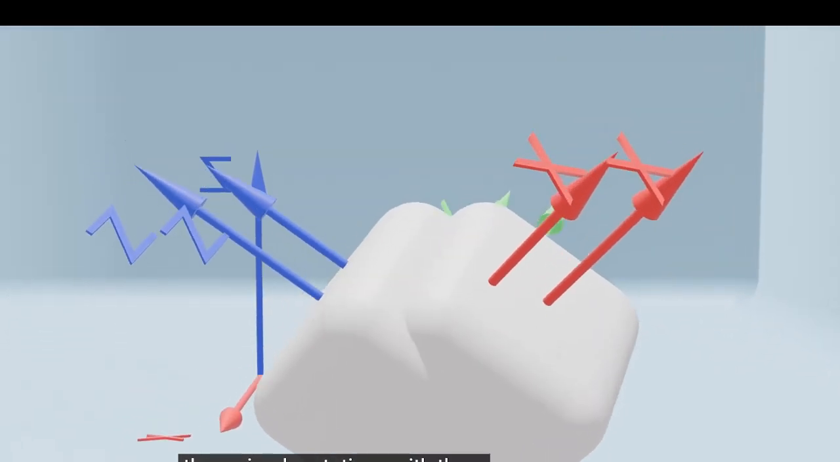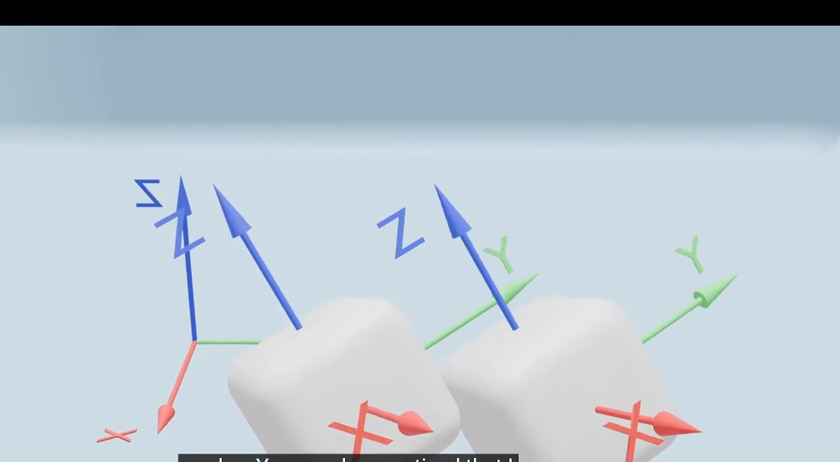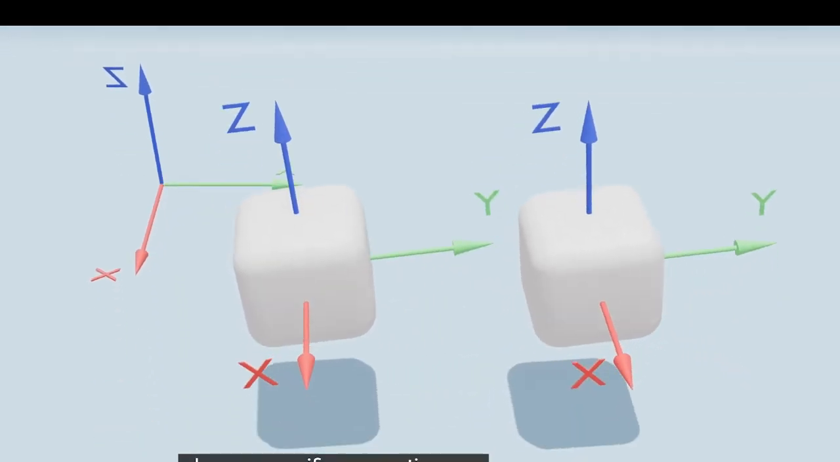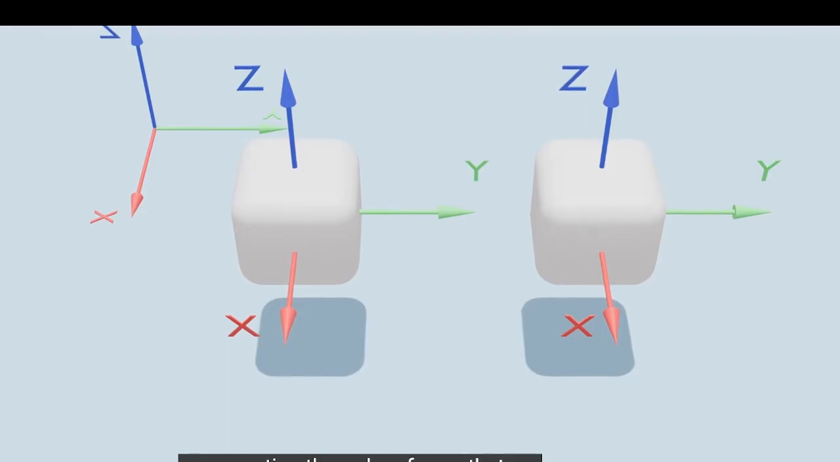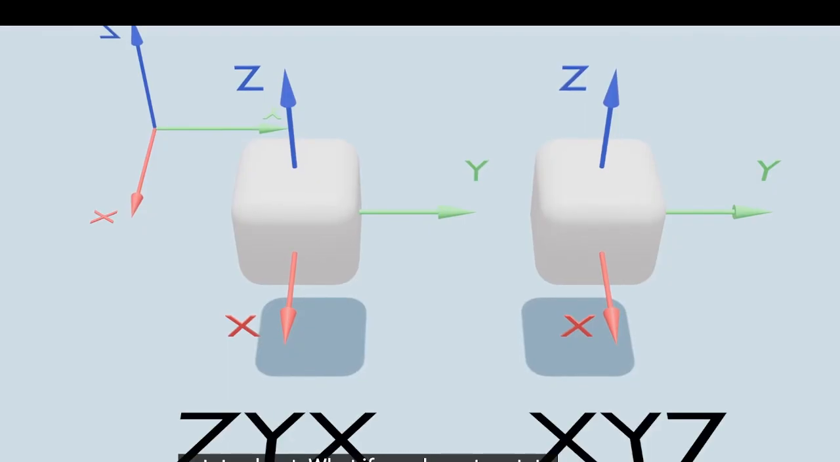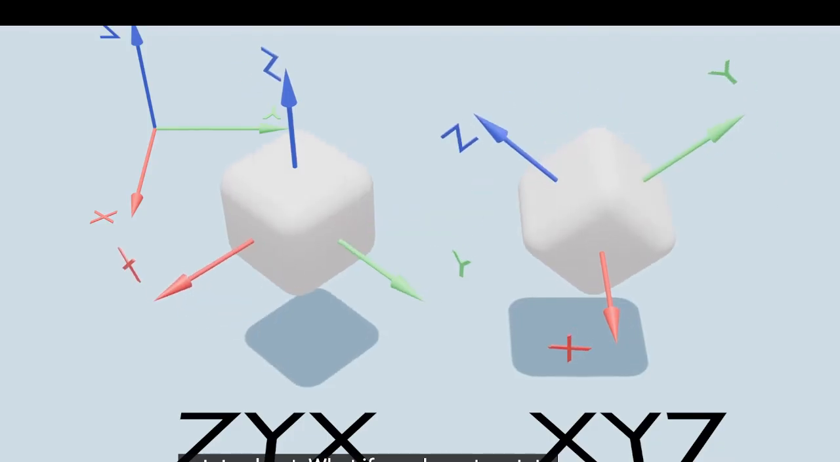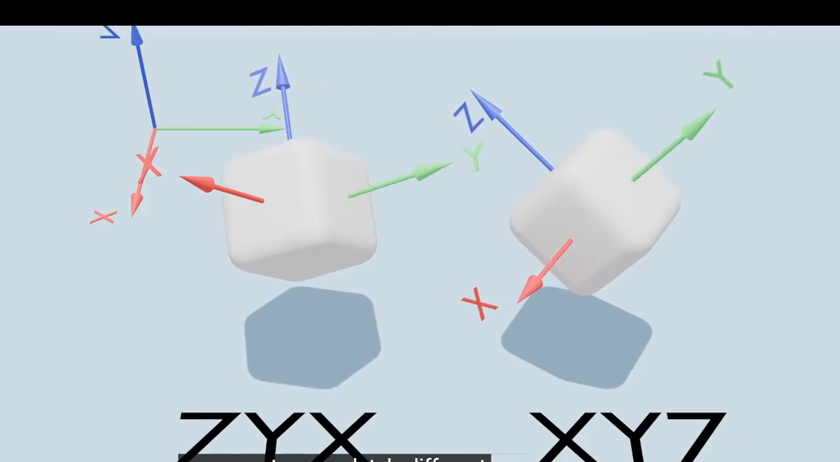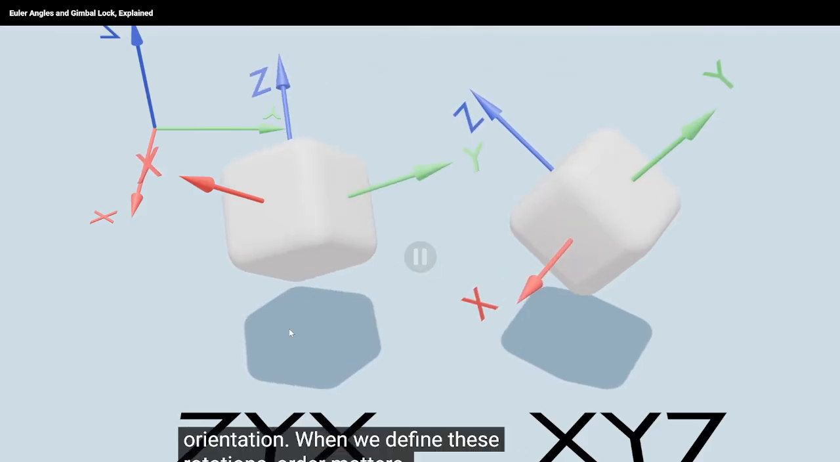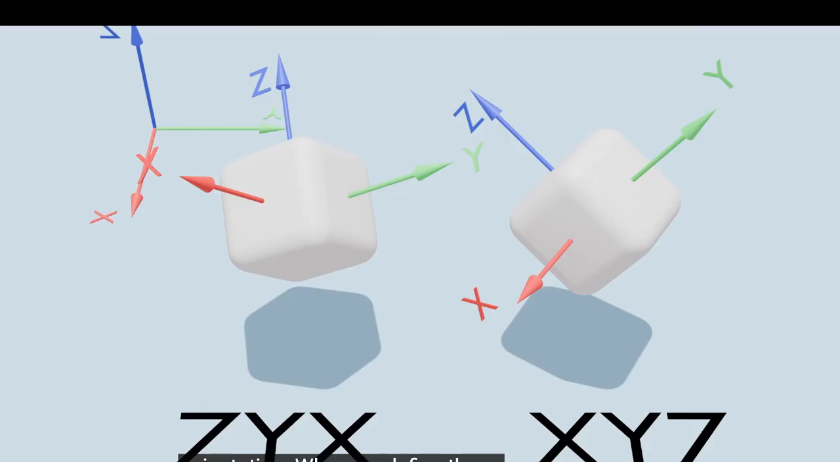You may have noticed that I chose a specific convention Z, Y, X, representing the order of axes that we rotate about. What if we chose to rotate by X, Y, Z? Well, let's try it. When we do so, we get a completely different orientation. When we define these rotations, order matters. So ZYX is not the same as XYZ, right? Both of the orientations are not the same. In matrix multiplication, the order in which you multiply has an effect.